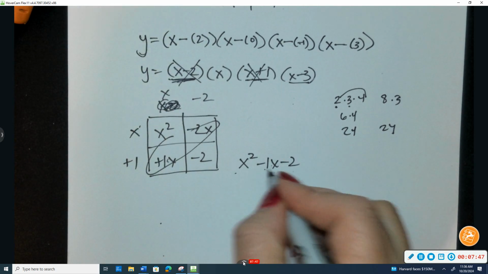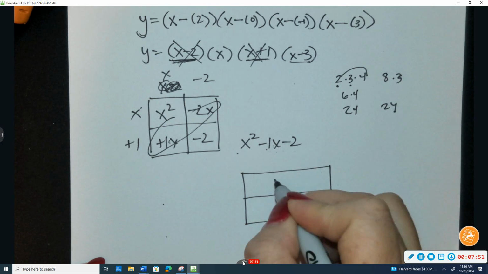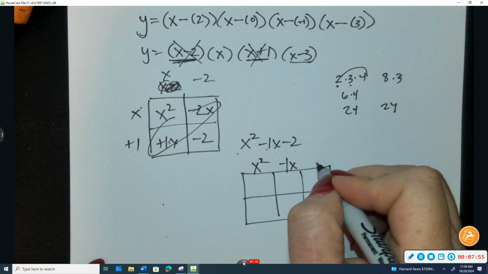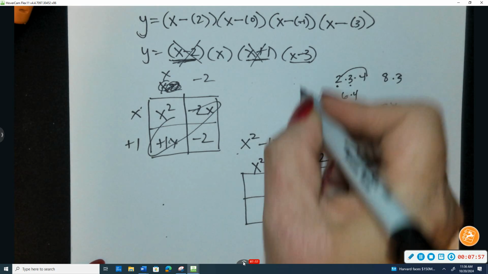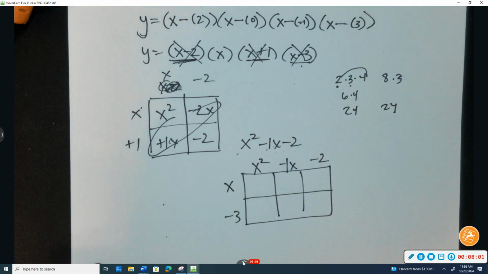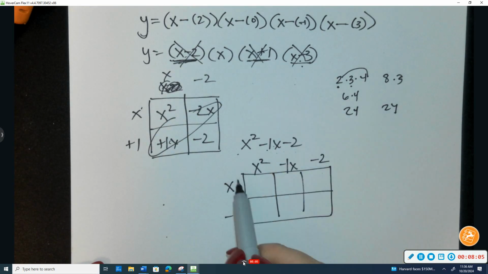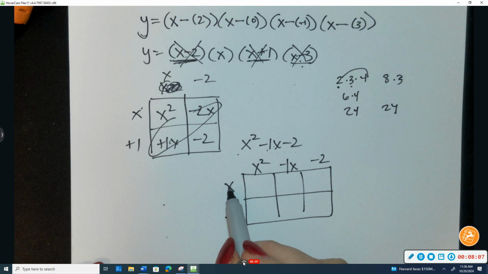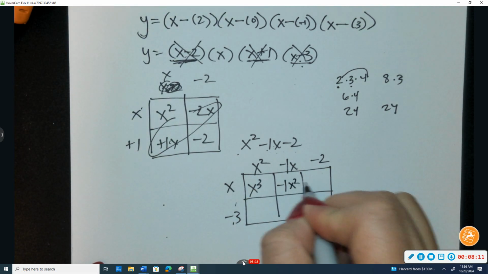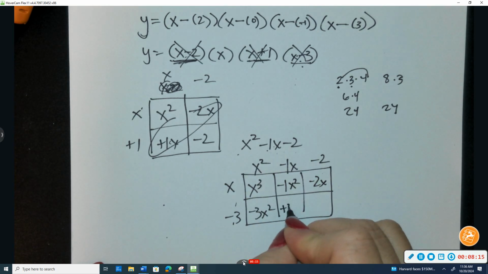Okay, so this has 3 terms. So let me make a box with 3 terms. There's an x squared, a minus 1x for a term, and a negative 2. And then I have an x and a minus 3. Okay, so these 2 combine to give me x squared minus 1x minus 2. And here's our third group, x minus 3. Let's go ahead and multiply. I get x cubed minus 1x squared minus 2x, negative 3x squared, positive 3x.